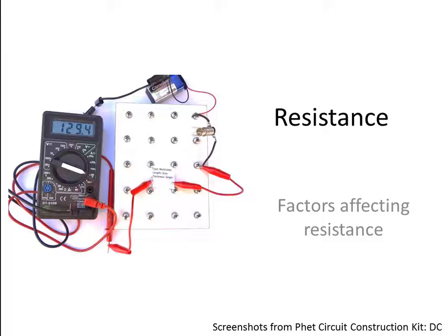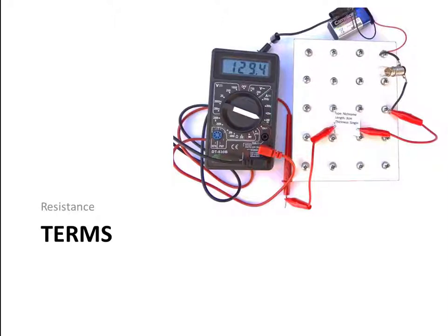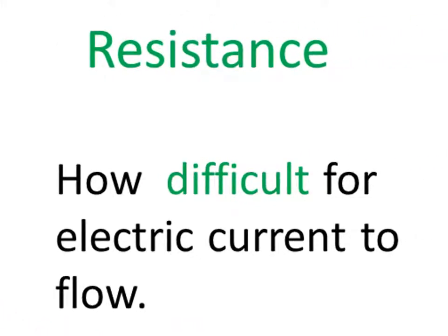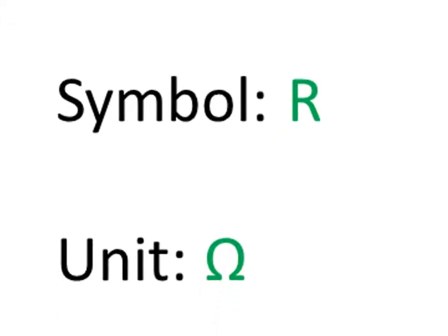Before we can study the factors which affect resistance, we need to understand some terms and concepts which we're going to use in those investigations. A resistor is a component which has resistance. Resistance means how difficult a component makes it for electric current to flow through it. The symbol of resistance is R and the unit is ohms.